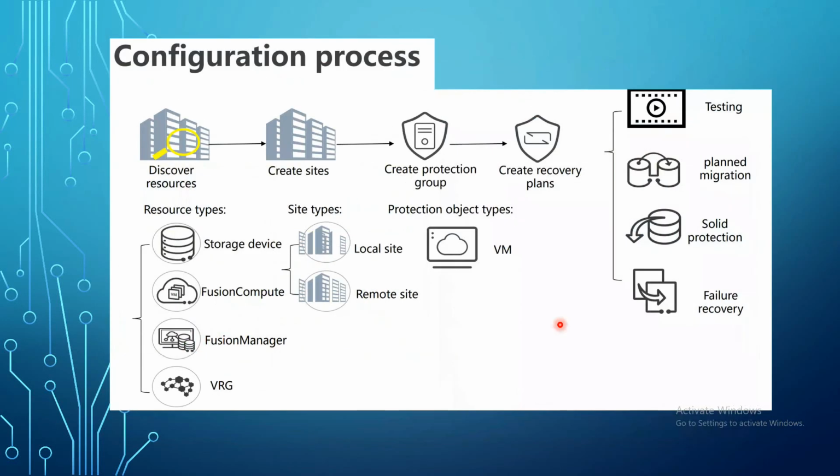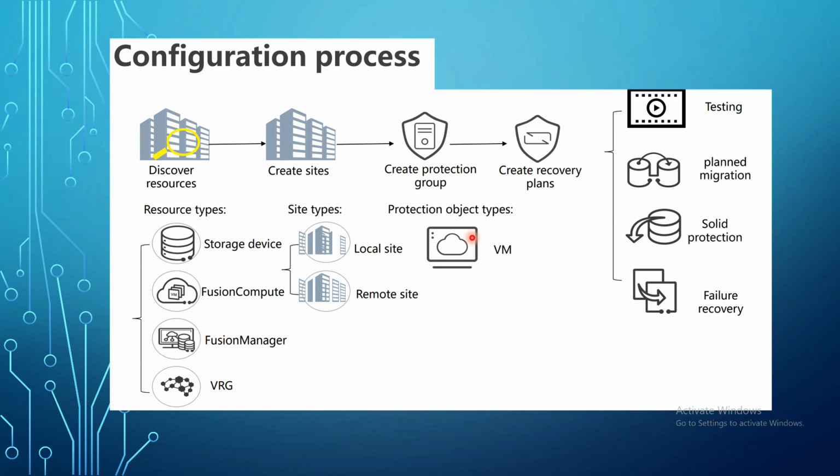Okay, for a very simple configuration in BCManager, you have to discover the resources: storage devices, FusionCompute, FusionManager, VRG, etc. Then you have to create sites, for example, a local site and a remote site. The local site is your primary site and the remote site is your DR site. Then we have to create a protection group. A protection group means which VMs you want to protect. I already explained that if you have Exchange servers or maybe ERP servers, you can create different protection groups, so they will move together to the DR side.